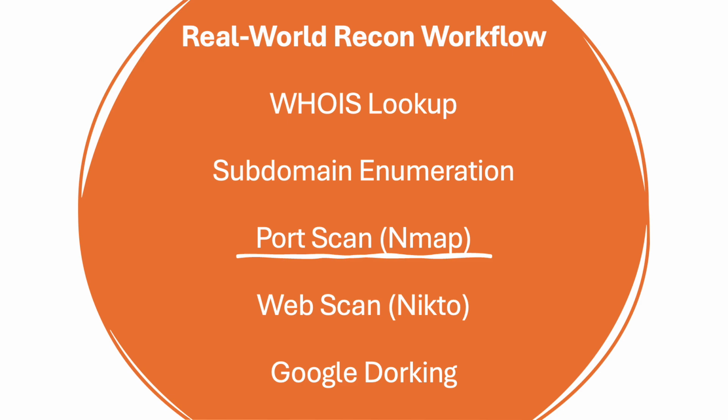Here's a simple recon flow. First, use WHOIS for the domain. Second, find subdomains with Amass. Third, run Nmap for open ports. Fourth, use Nikto to find web issues. Fifth, Google Dorking for exposed PDFs. And finally, check LinkedIn for employee info. By the end, you know what's public, what's exposed, and where the weaknesses are, and without firing a single exploit.